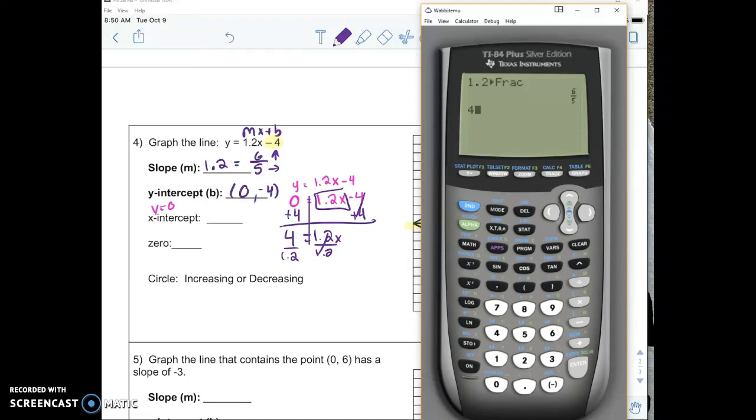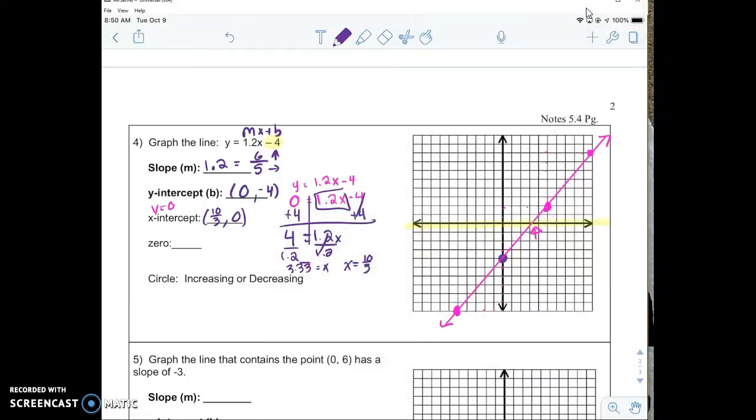4 divided by 1.2 gives me 3.33, or as a fraction, math, enter, 10 over 3. So my x-intercept is the point 10 over 3 and a y value of 0. Remember, 0 is the same thing as the x-intercept, so my 0 is 10 over 3, 0.